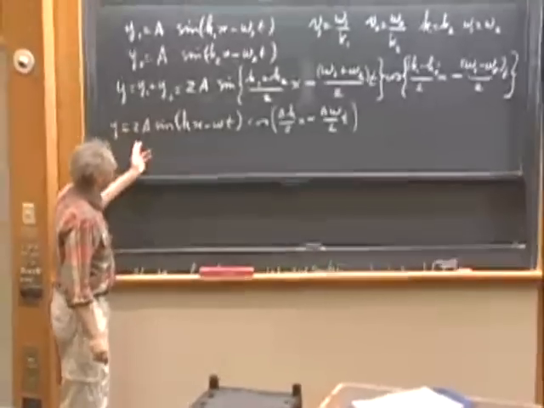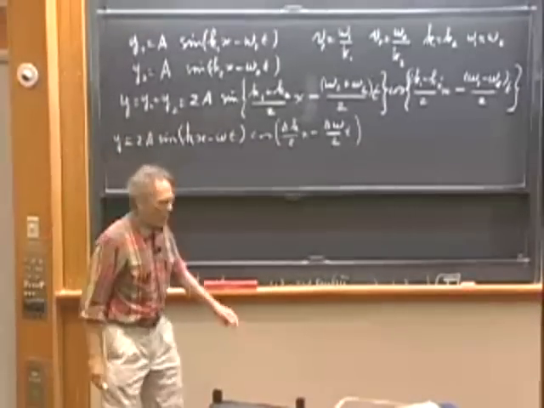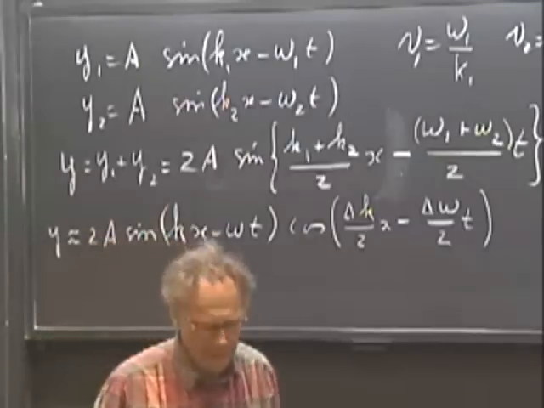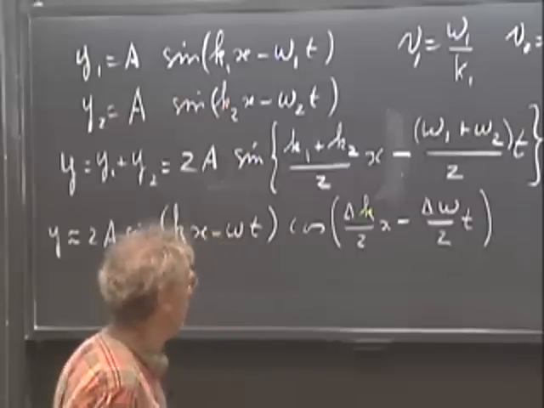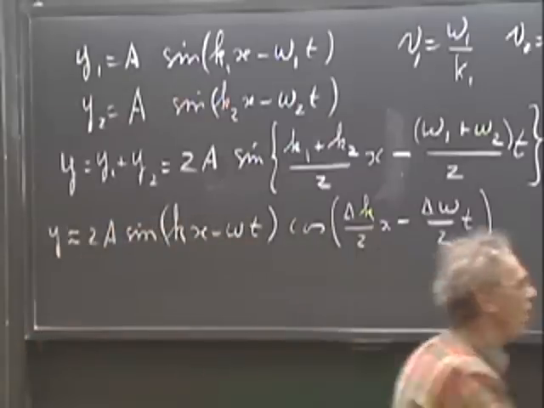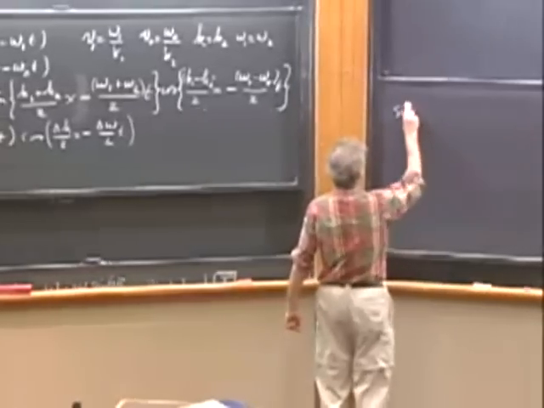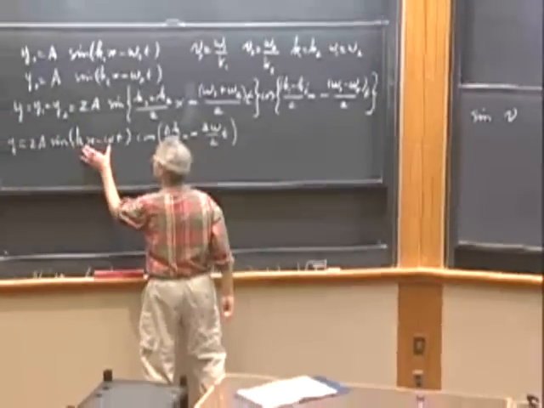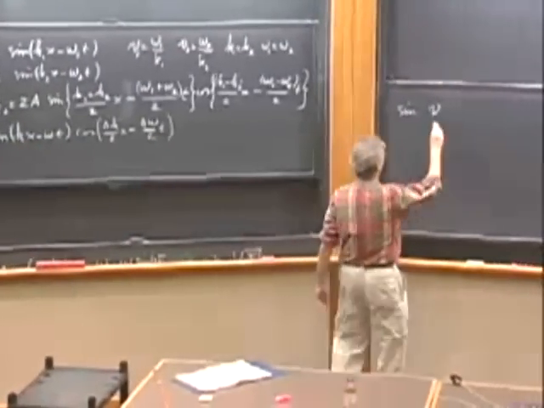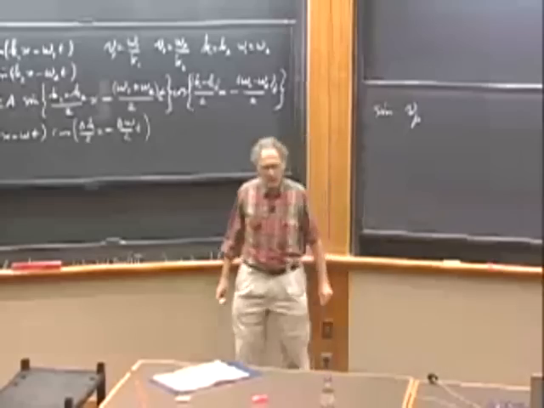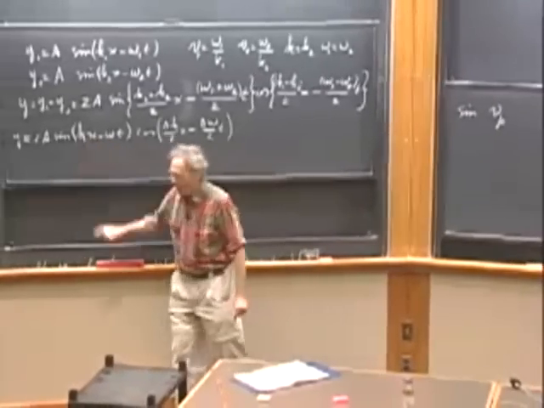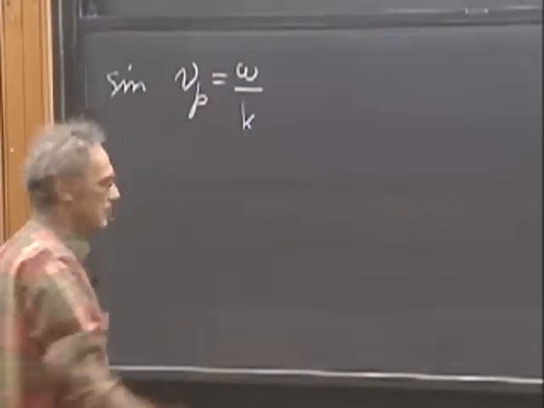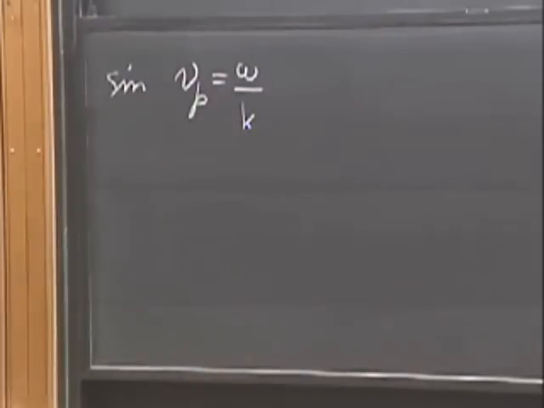And now look at what we have here. This all by itself is a traveling wave. The sine alone is a traveling wave. And that sine alone has a velocity. I'm going to call it the phase velocity, with a p, that's our definition of phase velocity, which is omega divided by k. So when you see that wave moving, it will move with that speed.